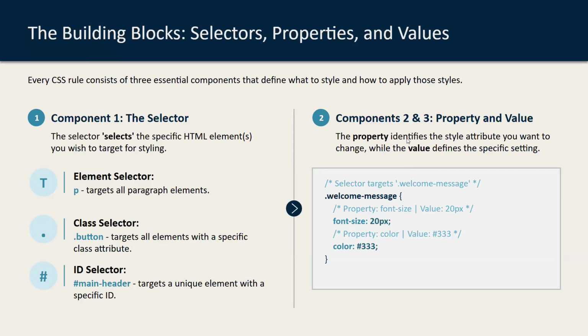And then we also have the property and the value. The property is the style attribute that we want to change, like font size or color. And the value is the setting that we assign to it, like the font size could be 20 pixels or the color could be #333. So, as you can see in this example, we are setting the class called welcome-message by adjusting the font size to 20 pixels and the color to #333.